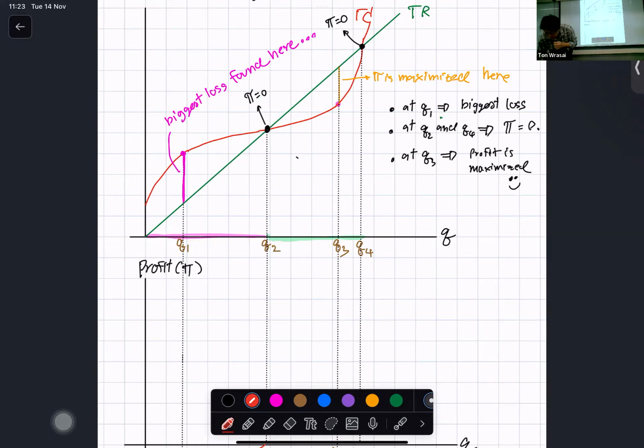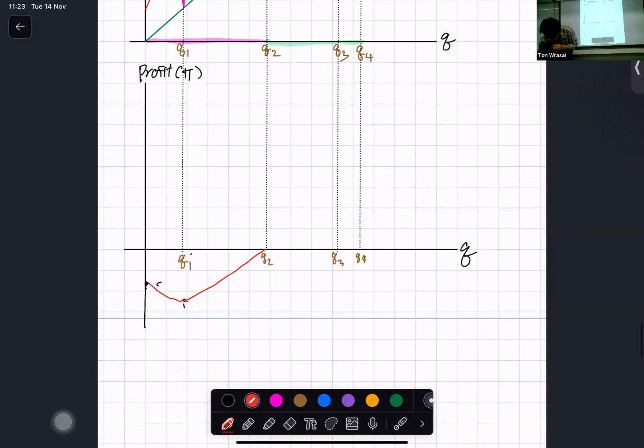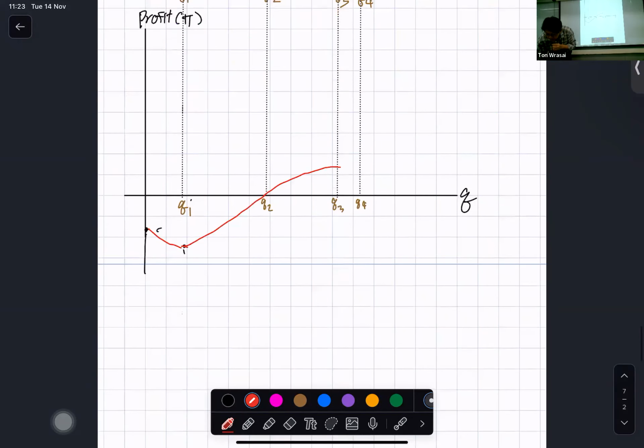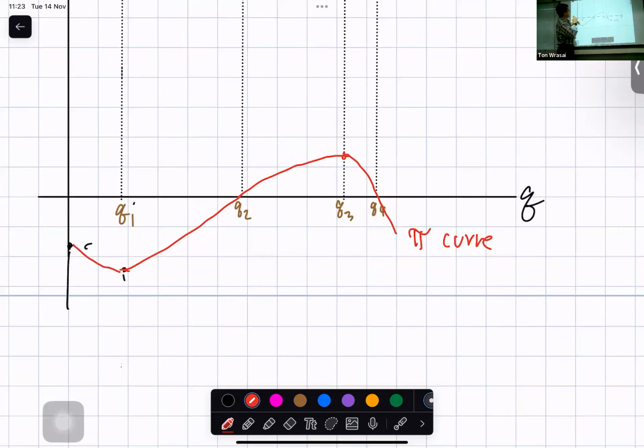Okay. Let's check. Like this. And then max and like this. The profit curve looks like a whale, yeah, with the water coming here. Like this.